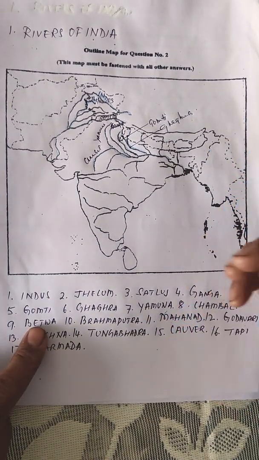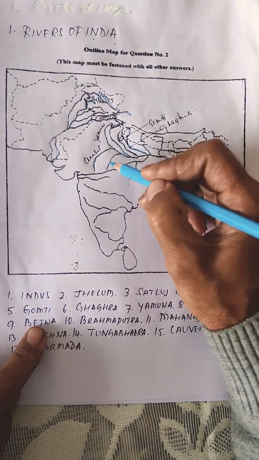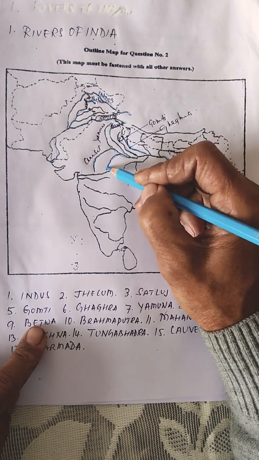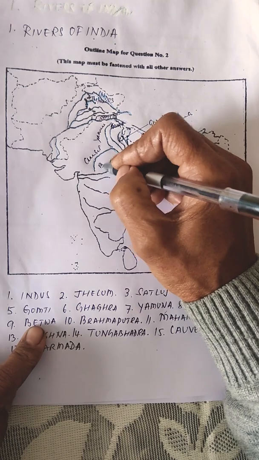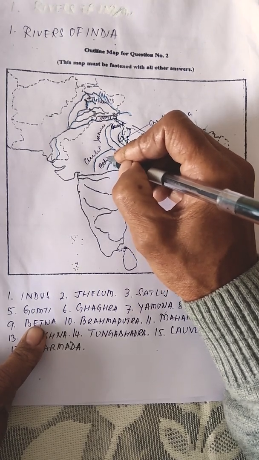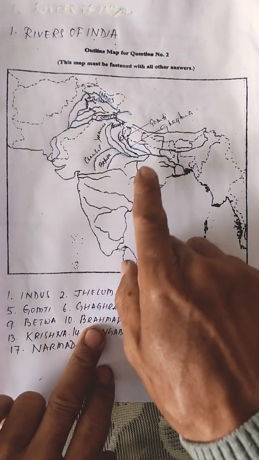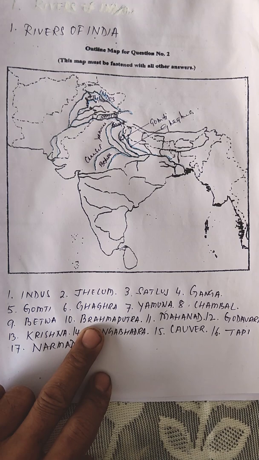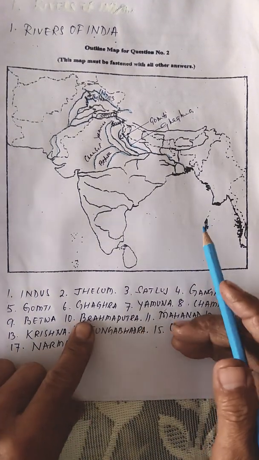Next river is Betwa. This one is Betwa, also rising from the Vindhya range. Okay, this is Betwa. I'll write the name on the river, Betwa. Okay, then this is Son, Rihand, not there in the syllabus this year. Okay, I go straight to Brahmaputra.